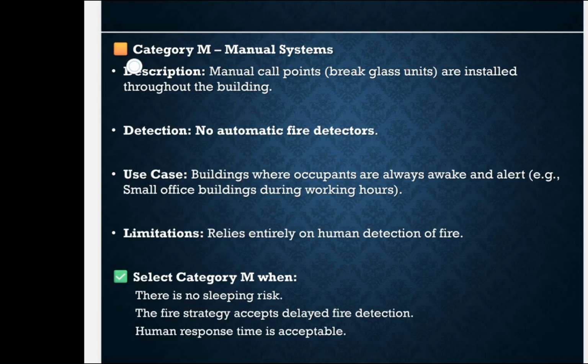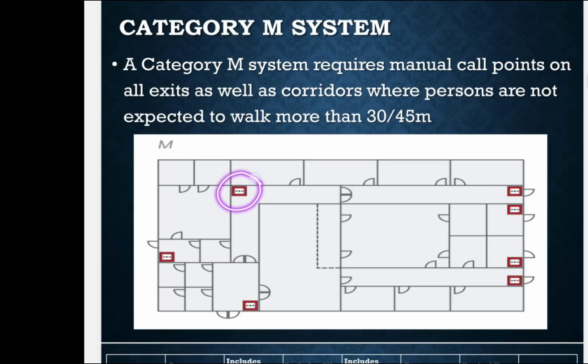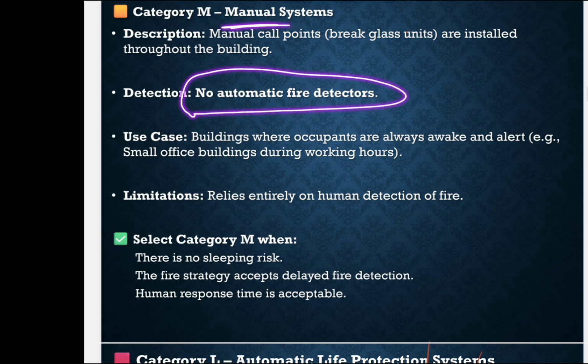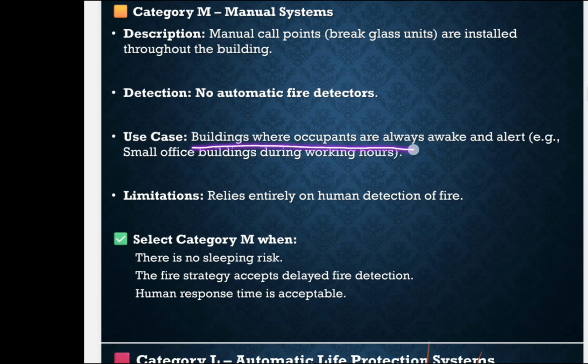As I discussed in the last lecture, category M is a manual fire alarm system. In this, there will be only break glass near all the exits. So if any fire is detected by a human, he will break the glass, leave the building and alert the other staff or occupants inside that building. It is not an automatic fire alarm detection system, it is a manual fire alarm protection system. We can use category M where the occupants are always awake and alert, so we can use it for small offices.